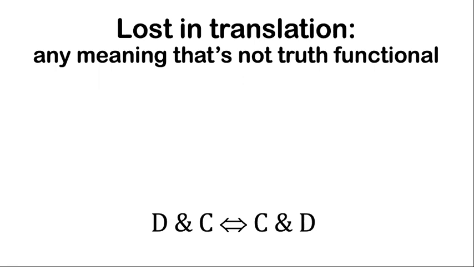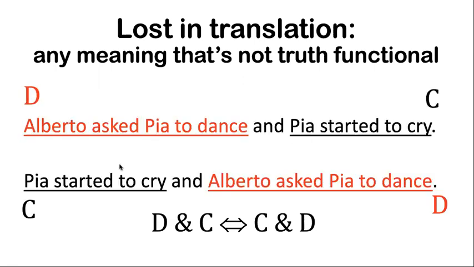Let's say that I have two friends, Pia and Alberto. And here's a sentence. Alberto asked Pia to dance, so D for dance. And Pia started to cry, C for cry. Now look at what the sentence says. Alberto asked Pia to dance and Pia started to cry. Now that sounds like Alberto is the villain in that sentence. But look, if I just reverse those: Pia started to cry and Alberto asked Pia to dance. See, in this one, Alberto is the hero.